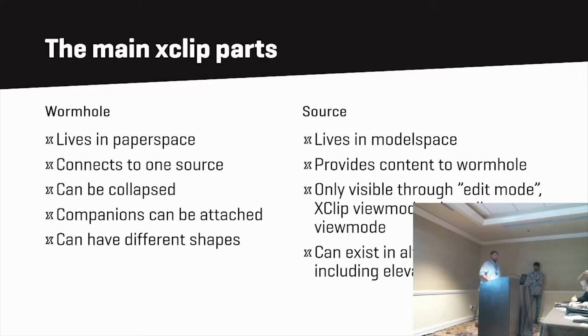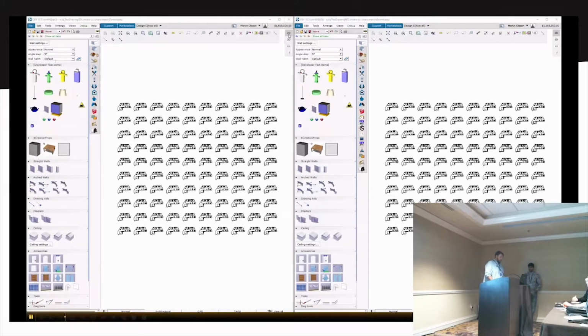Source is also not visible in model space unless you enter specific view modes. So the view mode will show it. We also have an XClip view mode. And we also have built the edit mode to manipulate the source. The source can also exist in alternative spaces. Previously, it was the viewport, but now it can also live in different spaces, including elevation spaces, for example.